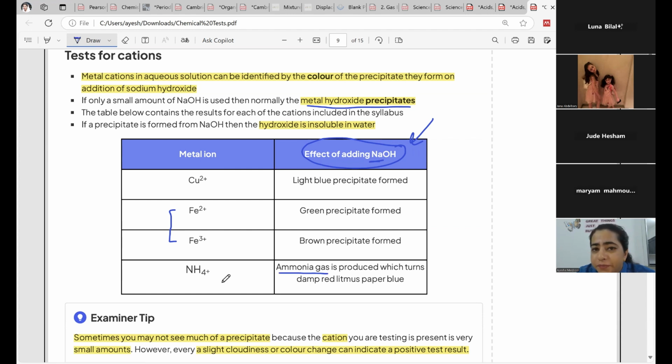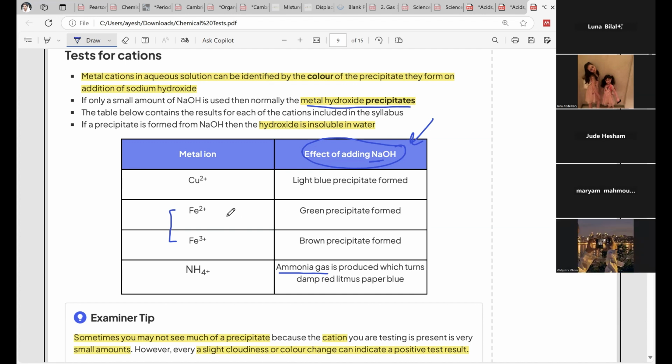Miss, one question. What is the difference between iron 2 and iron 3? Is it the charge? Iron 2 has lost 2 electrons from the metal iron. Yes. Iron 3 means it is the loss of 3 electrons. When it loses 2 electrons, it has a different color. 3 electrons, it has a different color. It is one of the transition elements.